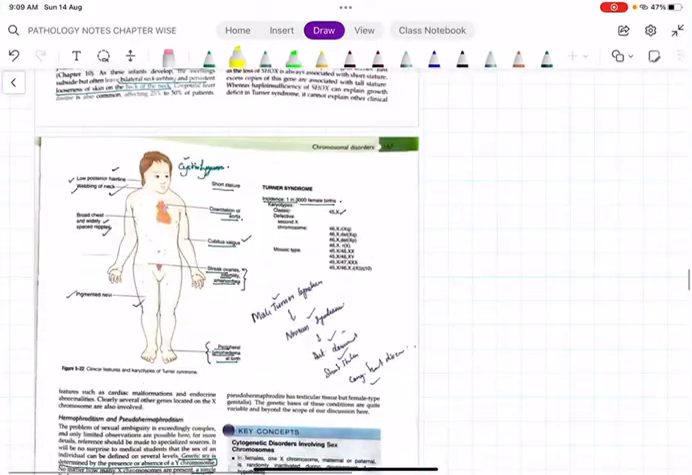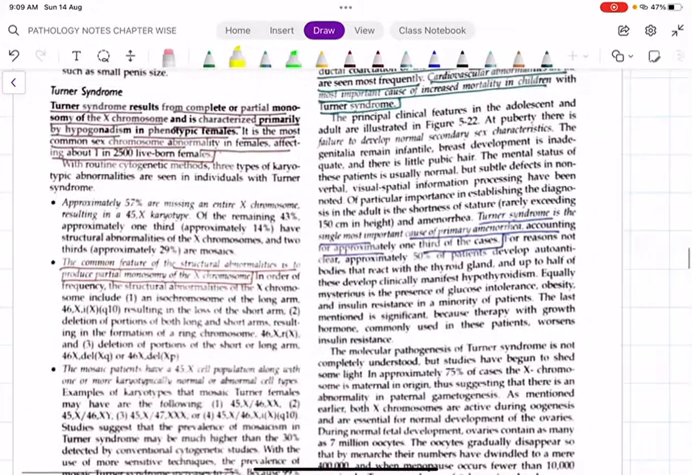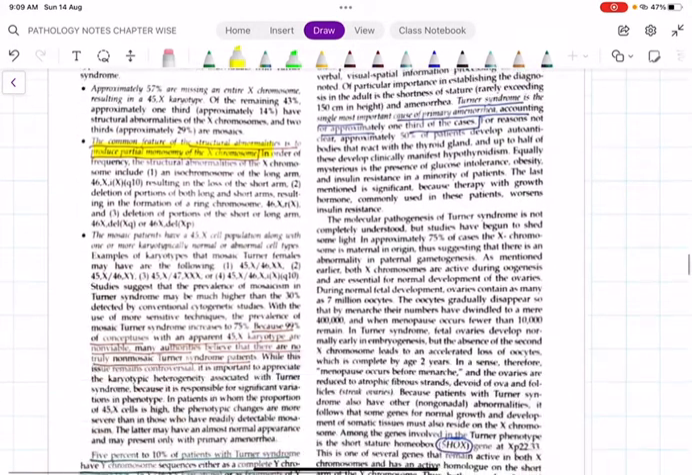See, this is Turner's and Klinefelter's. Next we will go for Turner's. As far as Turner's is concerned, just remember it is hypogonadism in phenotypic females. It is 45XO, a partial monosomy of the X chromosome. So the main structural abnormality is partial monosomy of the X chromosome.